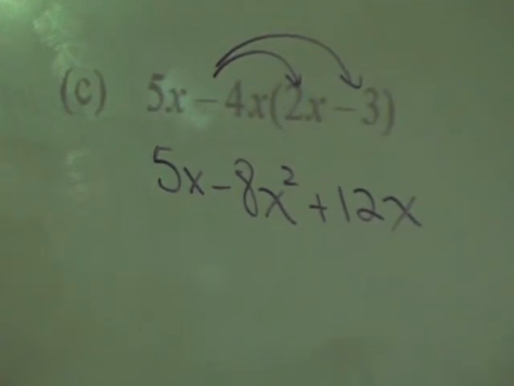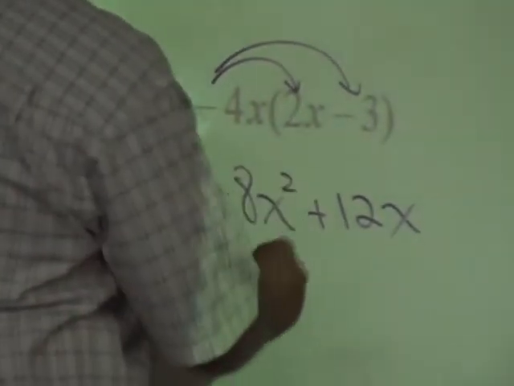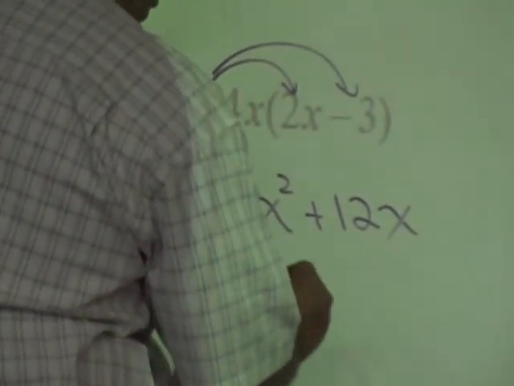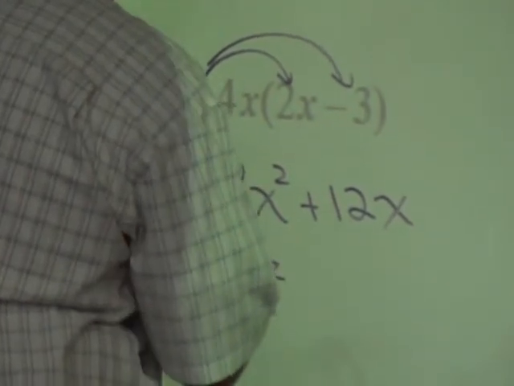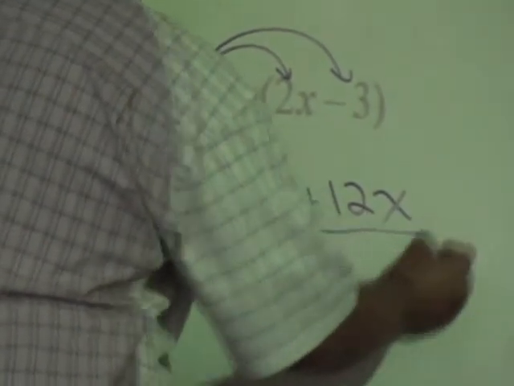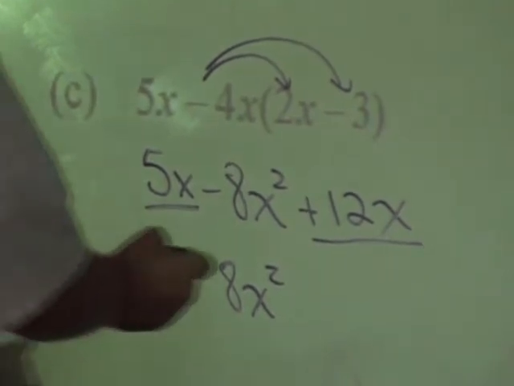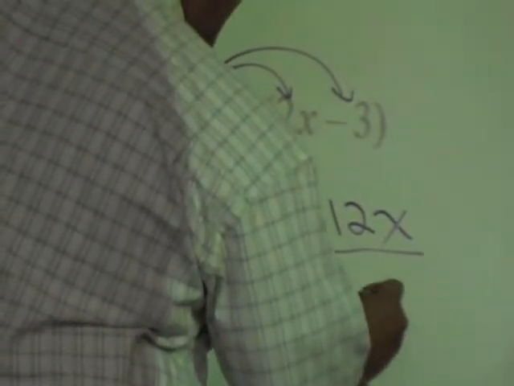What's the highest power of x? Negative 8x squared. I probably would write that one first. There's nothing like it. And then I have a 5x here and a positive 12x here. What are they? 17. They give us positive 17.